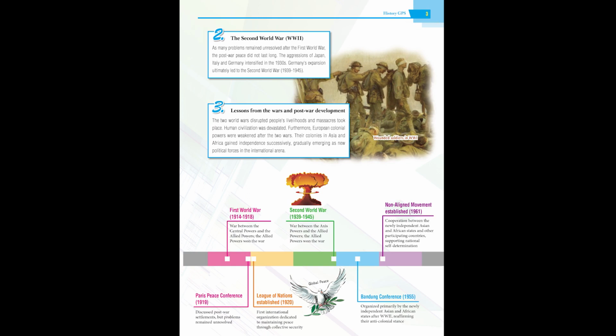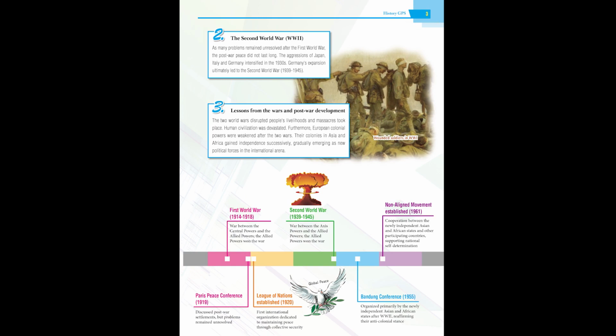Look at the timeline of important events. 1914-1918, First World War. War between the Central Powers and the Allied Powers. The Allied Powers won the war. 1919, Paris Peace Conference. Discussed post-war settlements, but problems remained unresolved. 1920, League of Nations established. First international organization dedicated to maintaining peace through collective security.